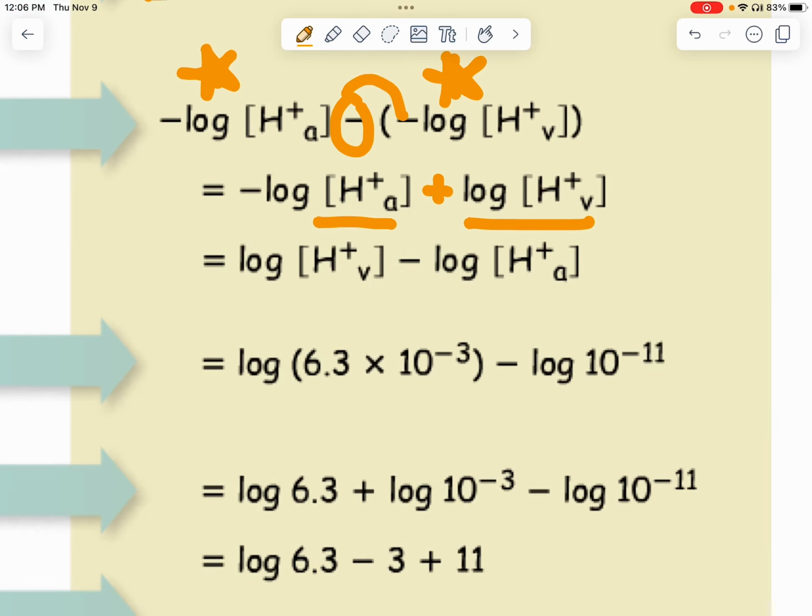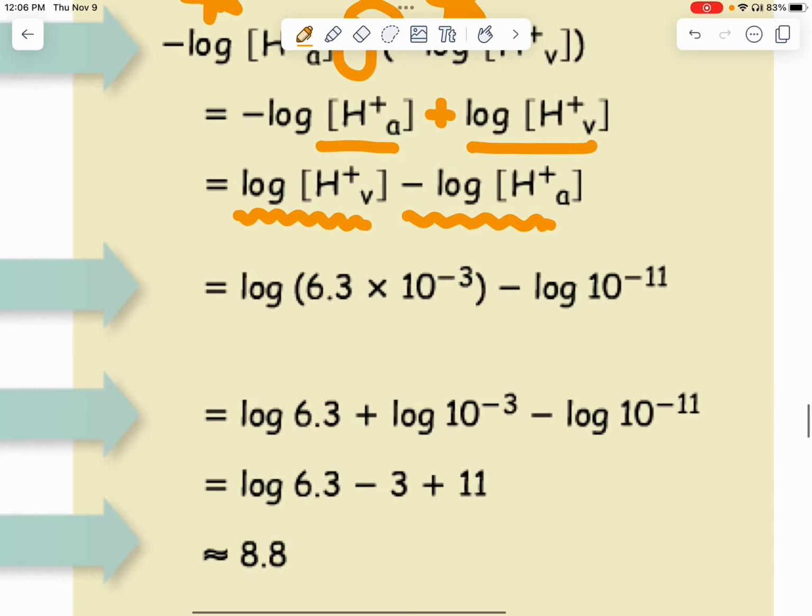And what did they do next? They rewrote it, so they just put it like commutative property. They put the vinegar first minus the ammonia, and that's just them rewriting it. Let's see what they did next. You can replace your vinegar with what they told you it was, and you can replace your ammonia with what they told you it was.